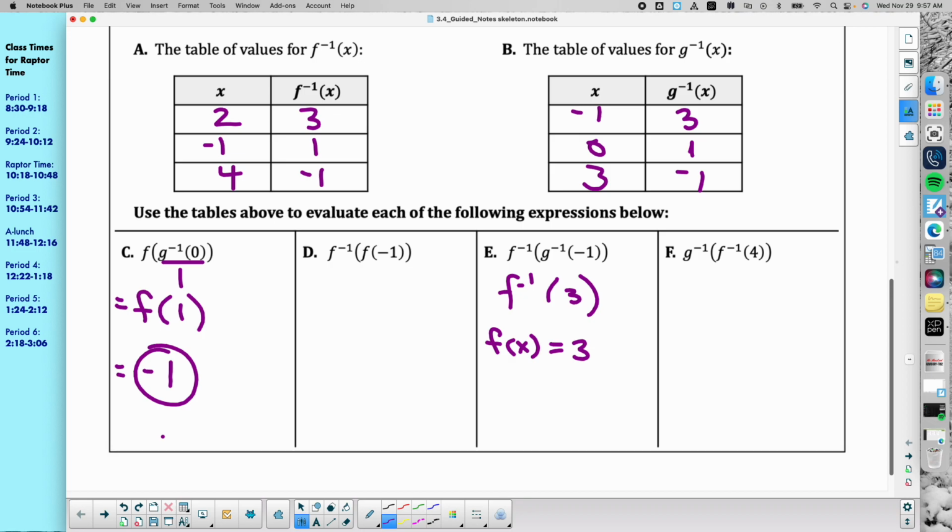Okay. So these are the questions we're going to get because you're going to have a function. You're not going to have a table, you're going to have an actual function, and so you would set that function equal to 3 and then solve it. And then that would tell you what f inverse of 3 is. So when you're doing that, basically the question mark swaps.